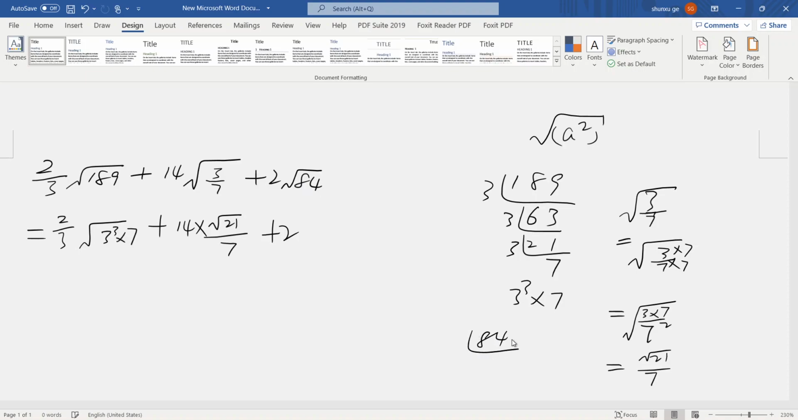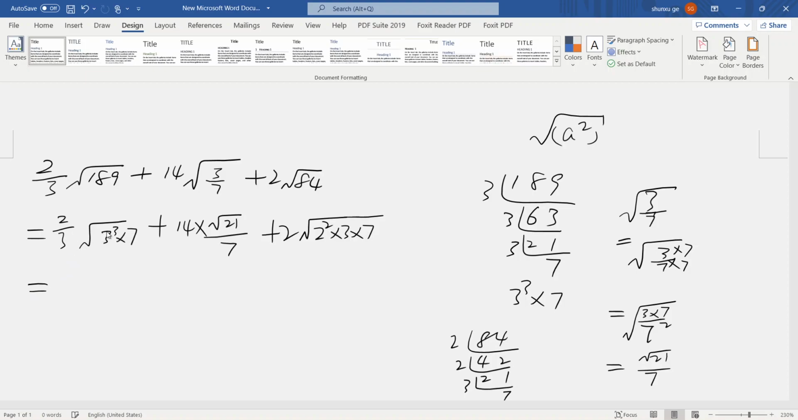84. Okay. This here is 4. We divide 2. 42. Then we divide 2 again. 21. Okay, 21 we can factor again. 3, 7. Okay, so we can write 2 squared times 3 times 7.